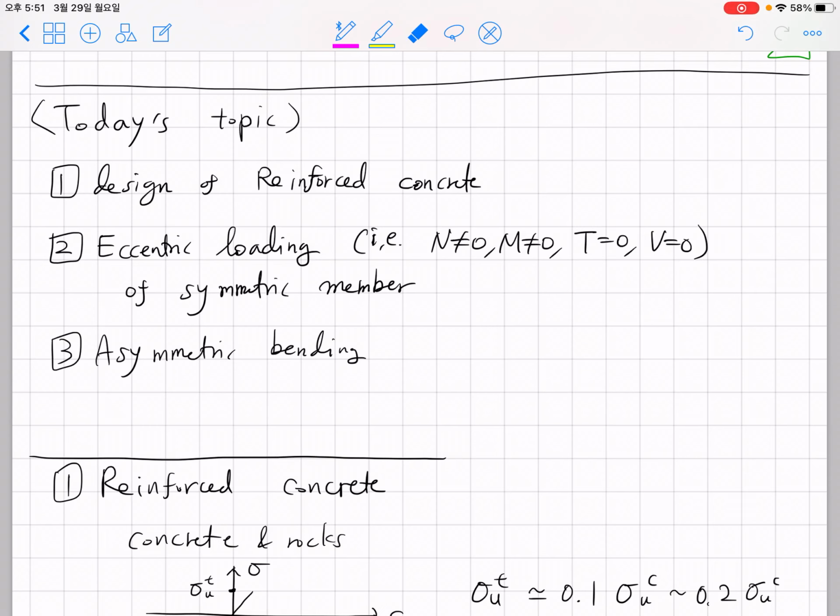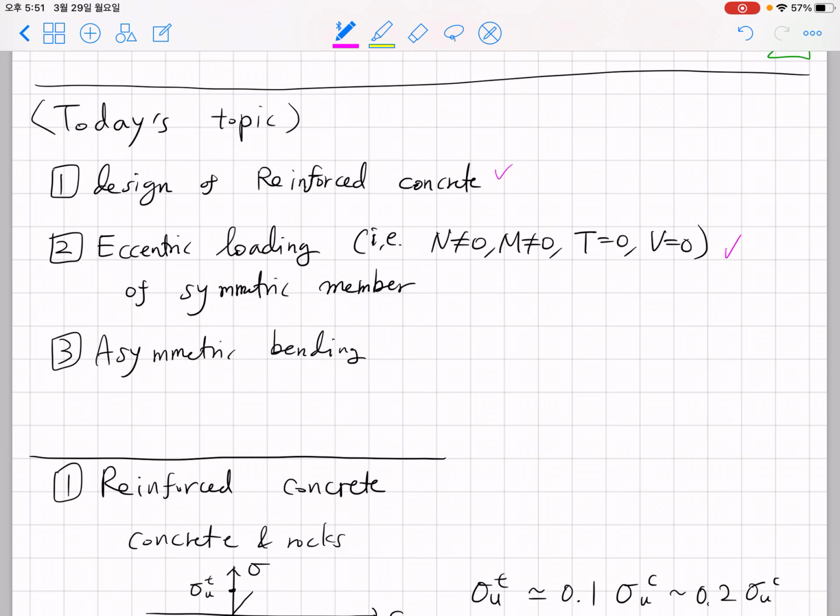Today we'll discuss three topics. First, we'll discuss the reinforced concrete problem. So you may have seen a concrete construction site where you have quite thin steel rods, and we call that steel reinforced concrete, or in Korean 철근 concrete. And we're gonna discuss the mechanics and design of such structures.